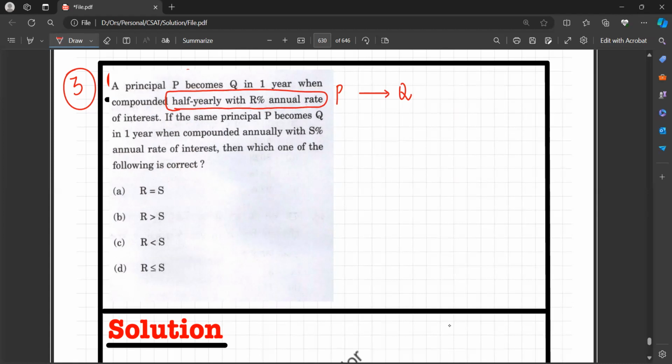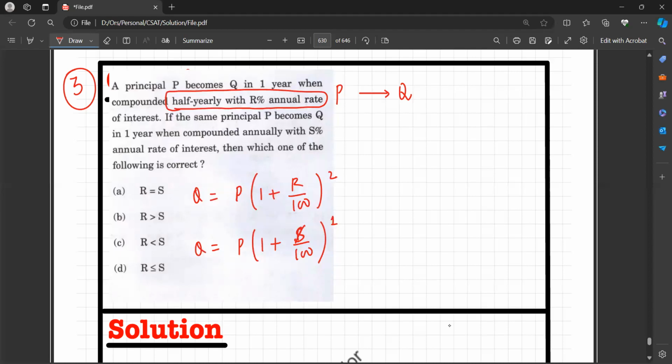So इसका क्या मतलब? टोटल अमाउंट कितना हो जाएगा? P प्लस अगर R% एनुअल इंटरेस्ट रेट है, P इंटू 1 प्लस R बाय 100 का होल स्क्वायर, क्योंकि T है हाफ ईयरली. The same principal becomes Q in 1 year when compounded with S interest rate annually.